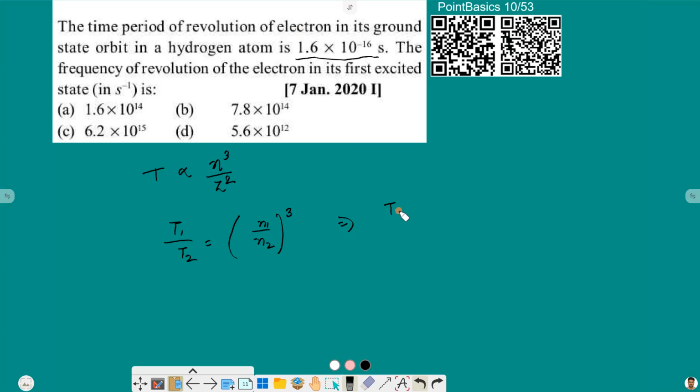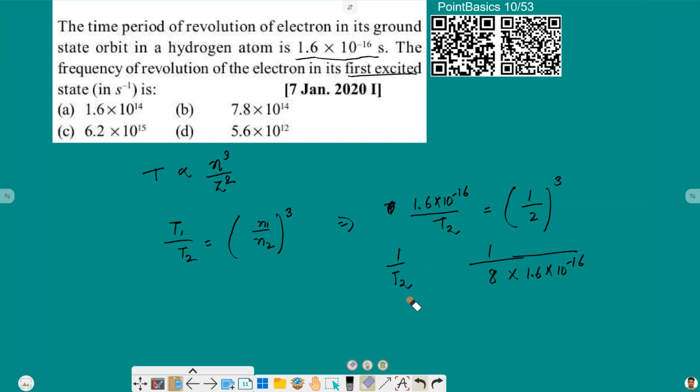So we have the first time period, and we have to calculate the second time period and then calculate frequency from that second time period. So T1, that is 1.6 10 to the power minus 16, divided by T2 will be equal to... For ground state, N1 is 1, and for the first excited state, N2 is 2. So that's a cube. Now this can be written as 1 by T2 is equal to 1 by 8 into 1.6 10 to the power minus 16. Now 1 by T2 is basically frequency, because frequency is inverse of the time period.